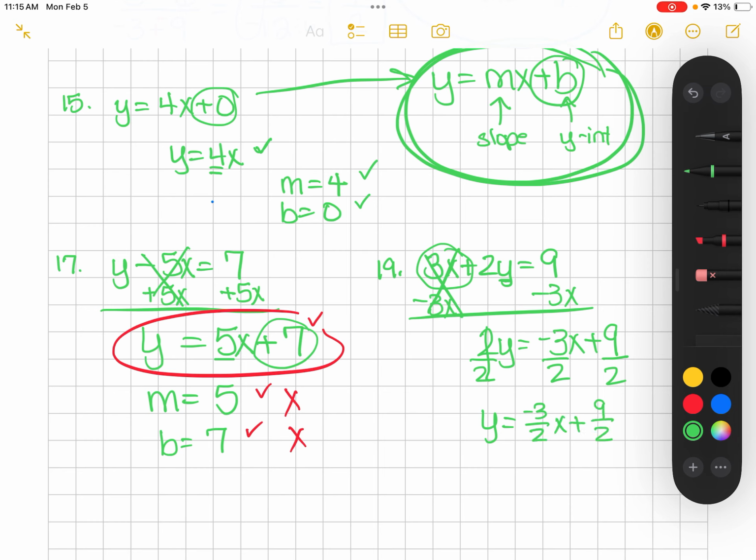Okay, and so there's my equation. Now I need my slope and my y-intercept. So my slope is this number in front of x, so that would be negative 3/2. And my y-intercept is the number at the end. So those are my other two answers to number 19.